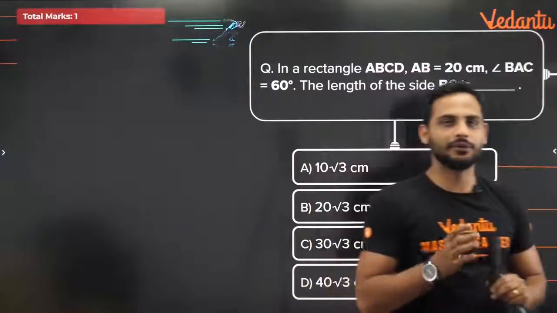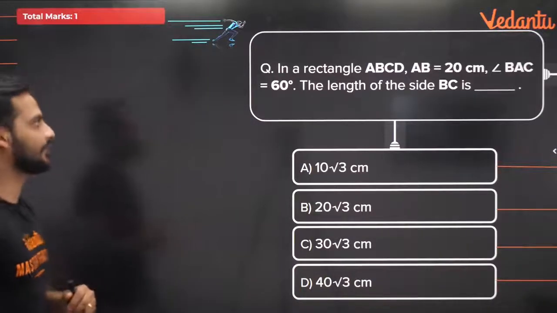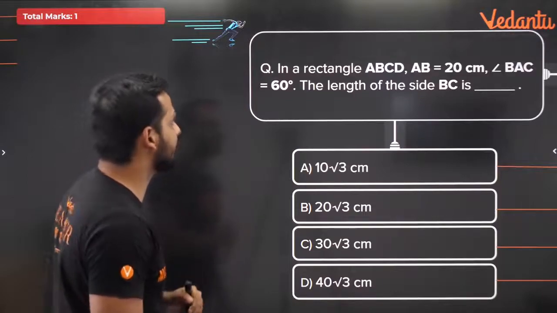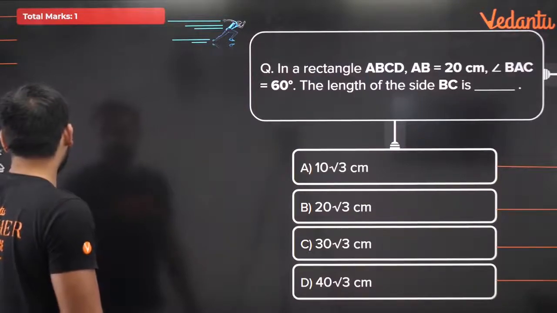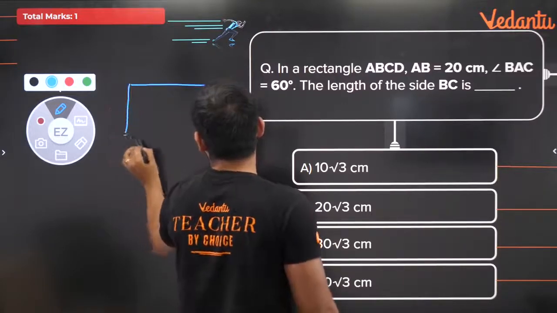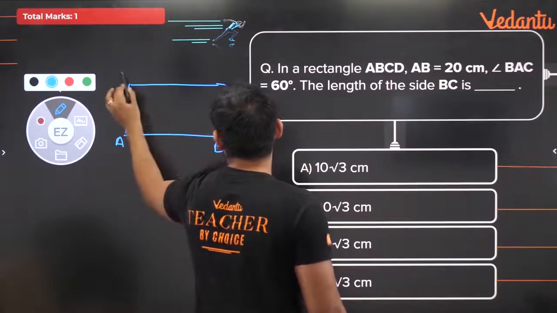Second part, now we'll be moving to the question part. So this was all the basics of the topic. Now let's move to the question. In the rectangle ABCD, AB is equal to 20 centimeter, angle BAC is equal to 60 degrees. Then find the length of side BC. So let's say I have this rectangle, ABCD.